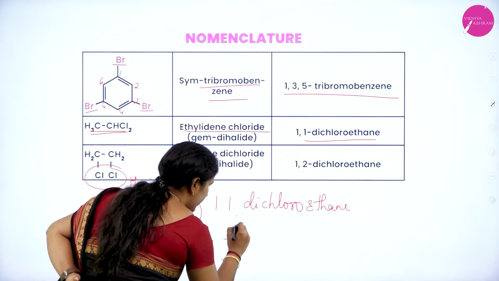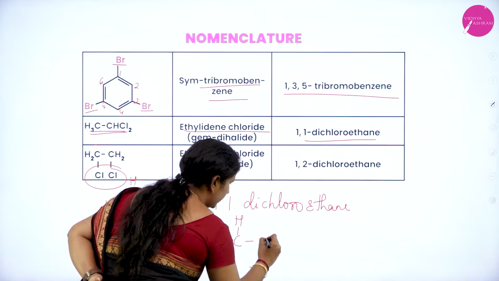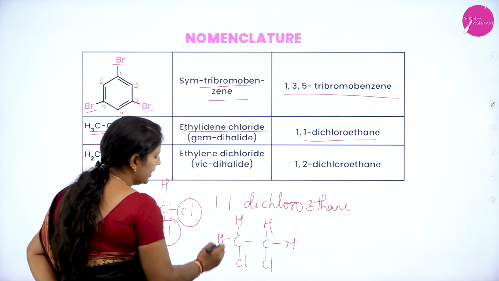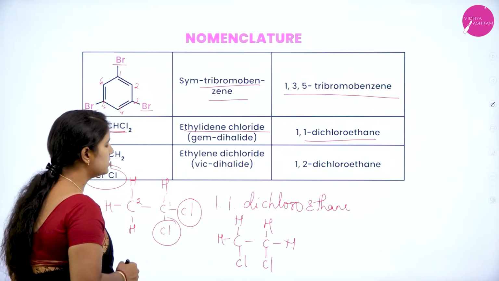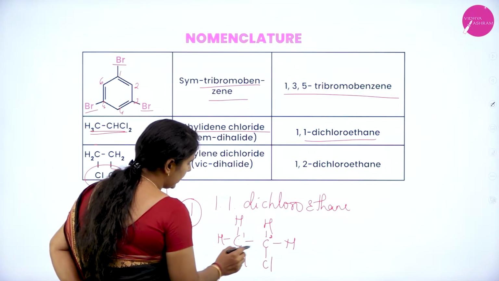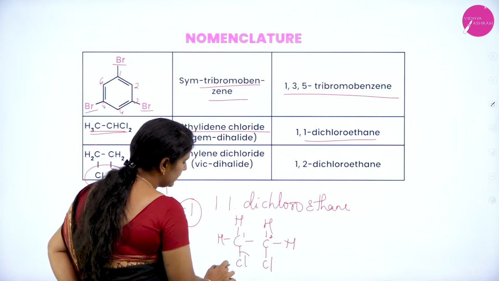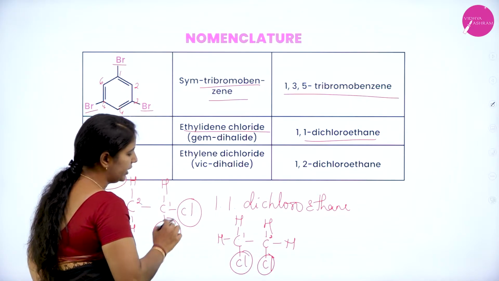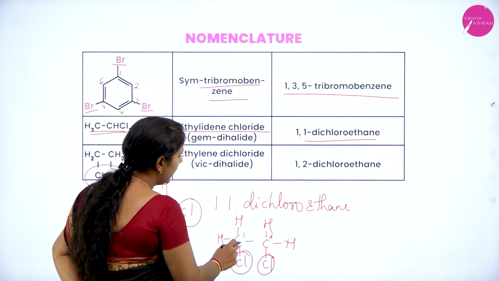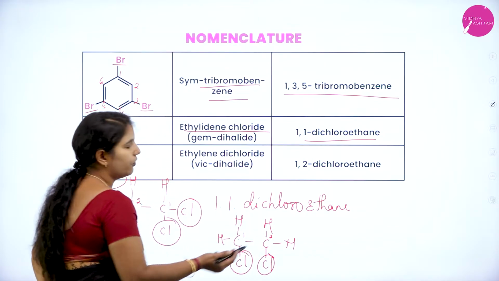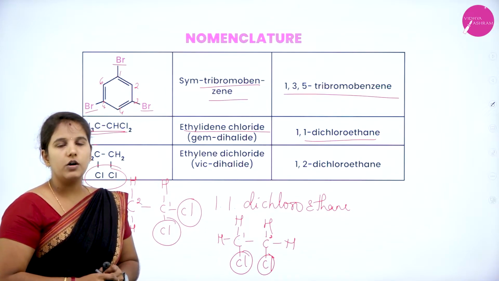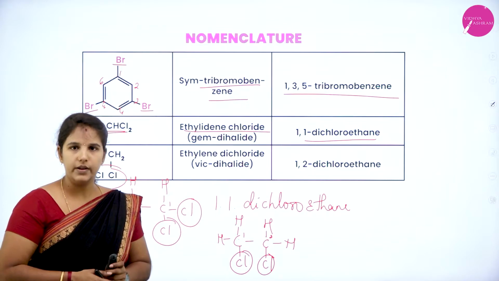Before that, I shall rewrite this structure like this, so that you will understand what a vicinal dihalide is. You can see that this is the structure of CH2Cl. This is the first and this is the second carbon atom. Even though the carbons are different, the same halogen group has been attached. Hence, it is an example of a vicinal dihalide, and the naming goes like this. It is 1,2-dichloroethane. Okay, this is how we name the organic compounds in haloalkanes and haloarenes.